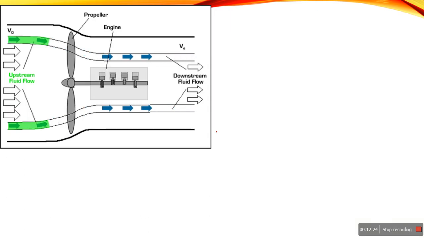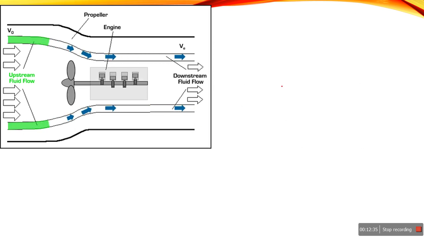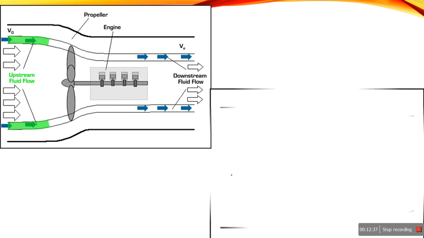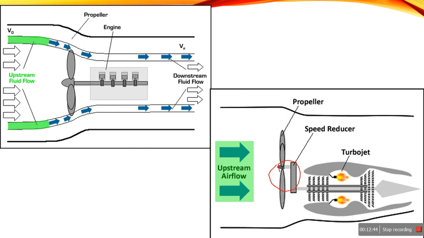Also, we can run the propeller with the help of IC engines. Some aircraft are provided with IC engines, replacing the gas turbine. It also comes with a speed reduction gearbox. If you see here, this speed reduction gearbox is provided to control the velocity, or the RPM, of the propeller. As shown here, the propeller runs with the help of an IC engine, or with the help of a turbojet engine.